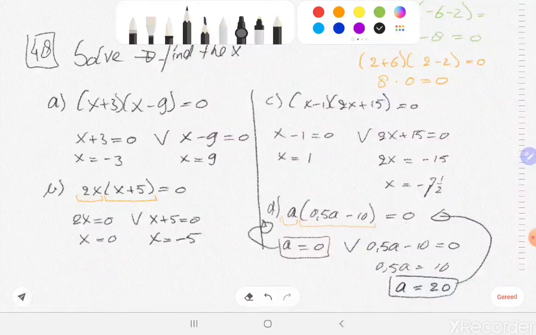So those are the answers from exercise 48, and an explanation of what you do with the theory on page number 121.